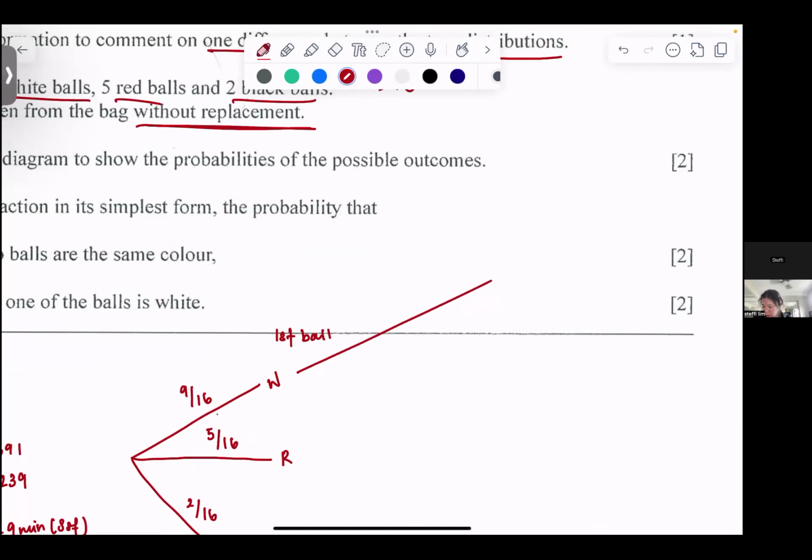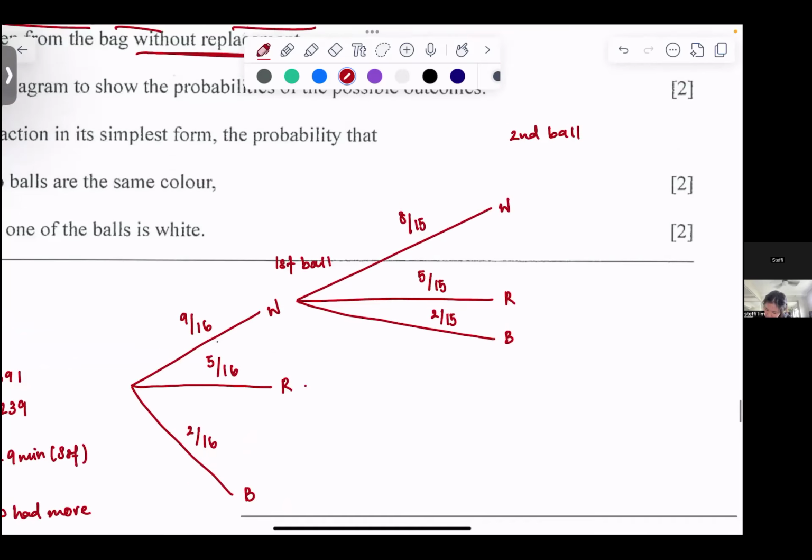What if I get a white ball again? This is my second ball. My probability will become 8 out of 15, right? And then a red ball would be 5 out of 15. Black ball would be 2 out of 15.